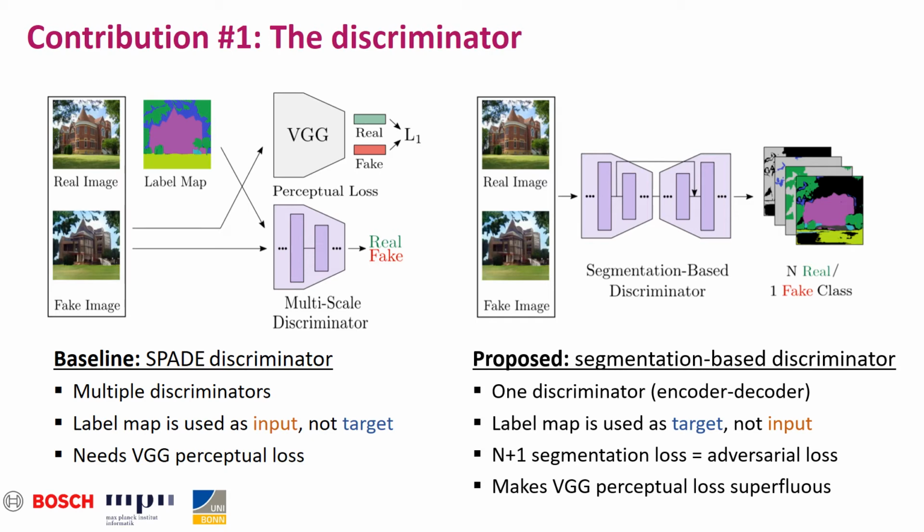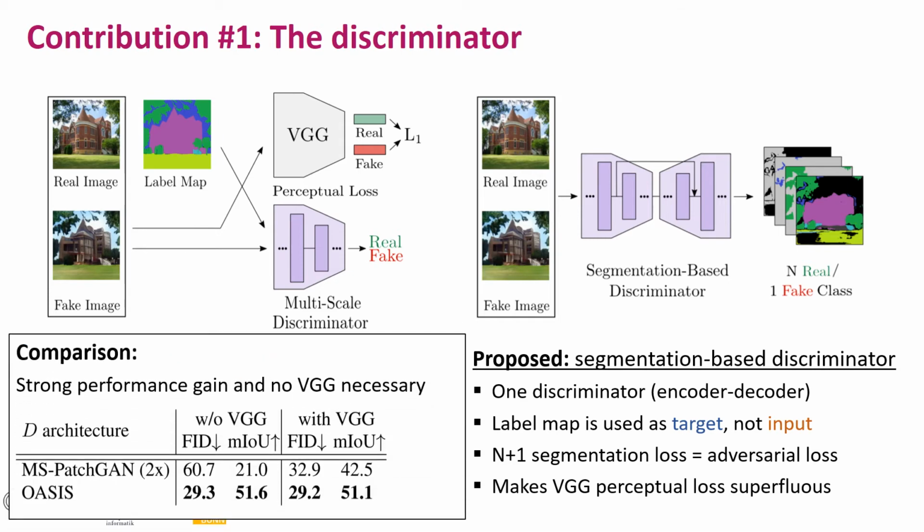The generator and discriminator play an adversarial segmentation game. The generator tries to fool the discriminator to predict real semantic classes, while the discriminator learns to predict real semantic classes for real images and the fake class for fake images. Please note how the label map is used. While previous methods concatenate the label map to the discriminator input, OASIS uses the label map more efficiently by using it as a target for the loss. The effect of the new discriminator is a strong performance gain, with or without the VGG perceptual loss.